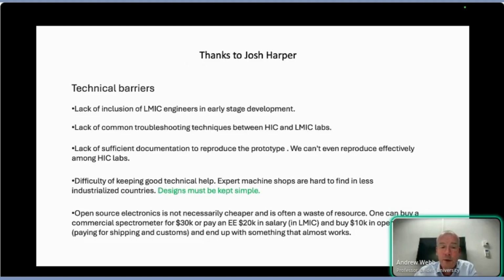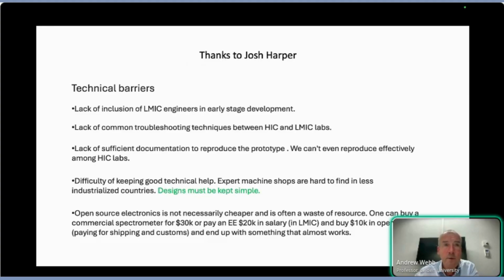And to think about this open source versus commercialization, I think he makes a very good point here that open source electronics is not necessarily cheaper. So it may be that you can build your console for 5,000 or something like that, but you have to pay somebody to develop it. That person may not be on a long-time contract, etc. So you may end up with something, as he says, which almost works, but actually you might have been better off going with one of the cheaper commercial spectrometers.